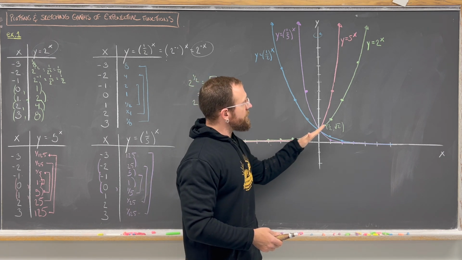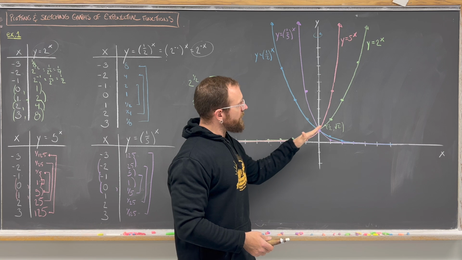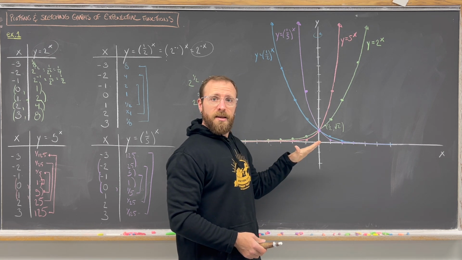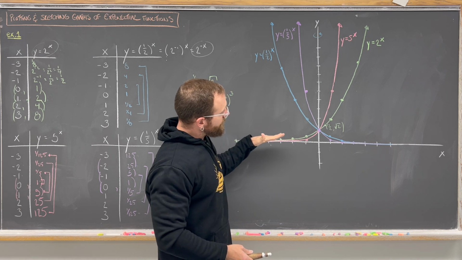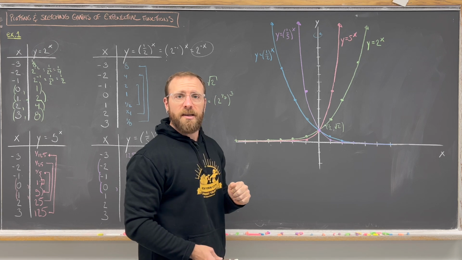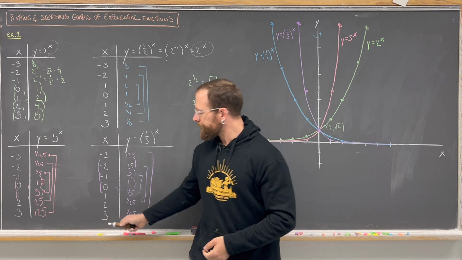But in the end, this is justified. That the graph is smooth like this, and you can produce the graph more or less by just connecting the dots in a smooth fashion like this. And that's what we're going to do.